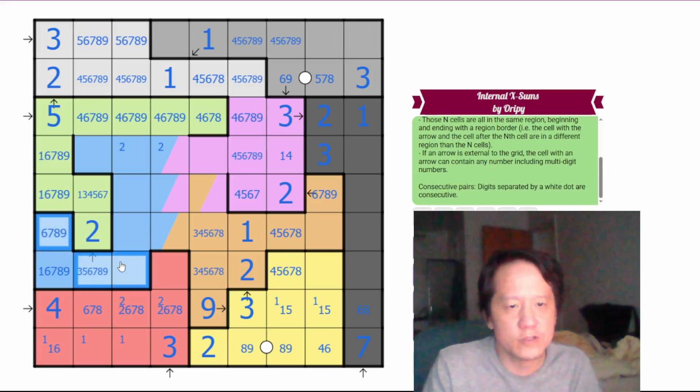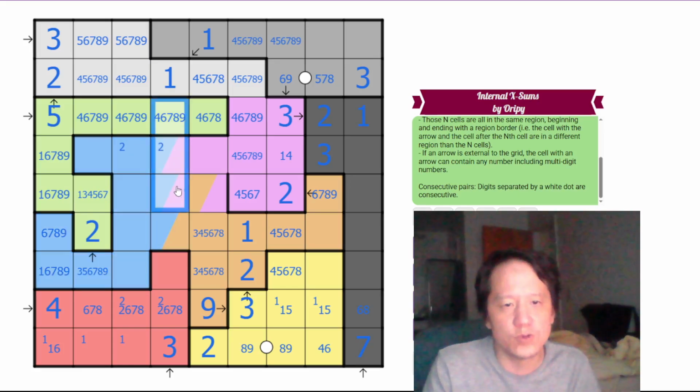This is blue. 1, 2, 1, 2, 3, 4, 5, 6, 7. 1, 2, 3, 4, 5, 6, 7, 8. One of these is blue. One of these is pink. One of these is orange.